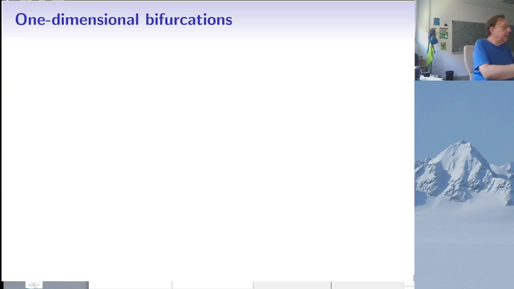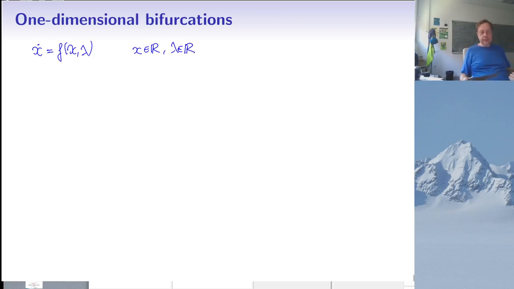Now let us apply this to one-dimensional bifurcation points. So what I mean by that is that we have equations of the form x dot is f of x and lambda, where x is a real number and lambda is a real number. We have looked at systems like that in part one. Let us assume that f of 0, 0 is equal to 0, and the x derivative of f at 0, 0 is also equal to 0, because otherwise the implicit function theorem tells us that we have a unique branch of equilibrium points going through the point 0, 0.